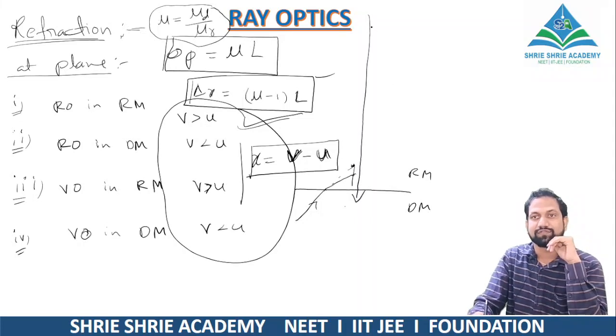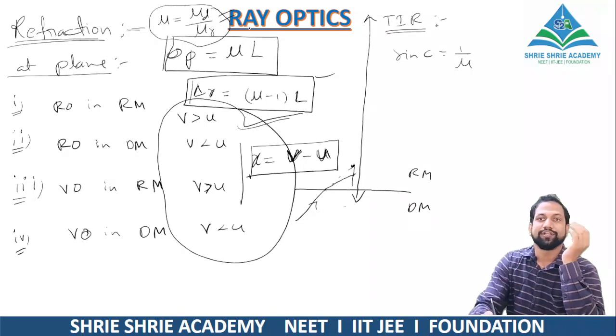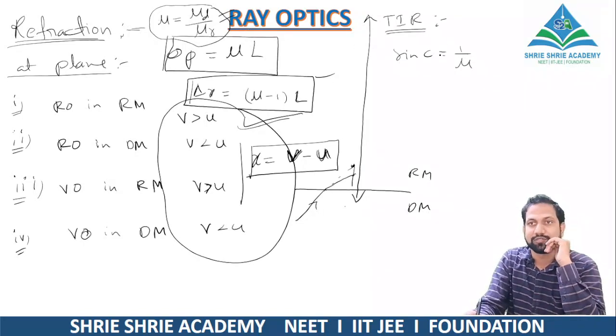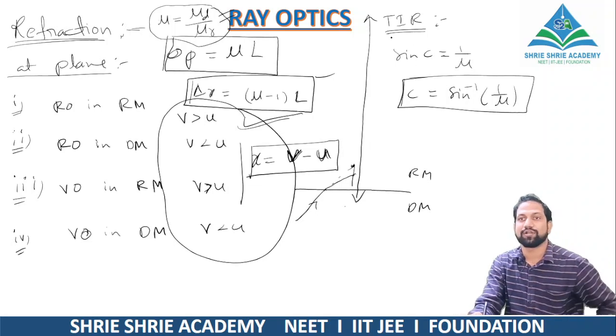And here itself we have to discuss the total internal reflection and also critical angle. Remember, for critical angle sin C equals 1 by mu. What is mu here? I gave it already. This mu equals denser mu by rarer mu. So sin C is 1 by mu, then C equals sin inverse of 1 by mu. This is the critical angle. Regarding critical angle you have to read, and this is important.